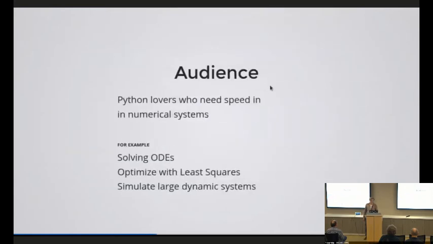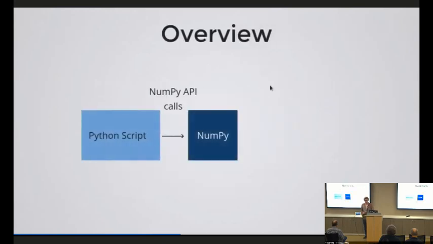Our target audience is basically Python lovers who need speed in numerical systems. We used it to solve ordinary differential equations, do some optimizations with least squares, and simulate large dynamic systems. So how it works is usually you have NumPy and you have a Python script that calls into NumPy. And NumPy calculates something and returns you whatever the result of that calculation was.